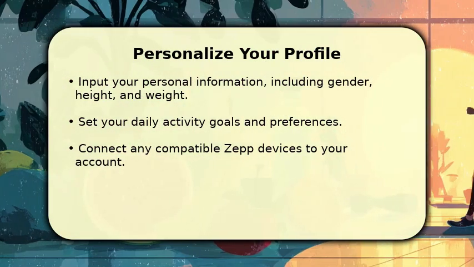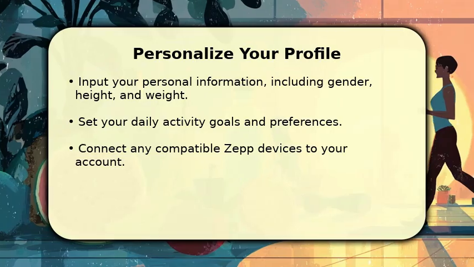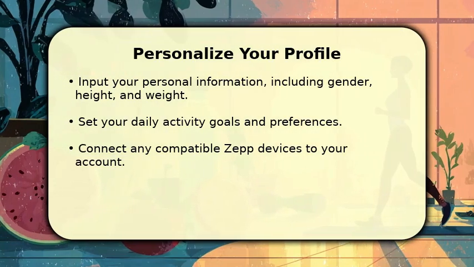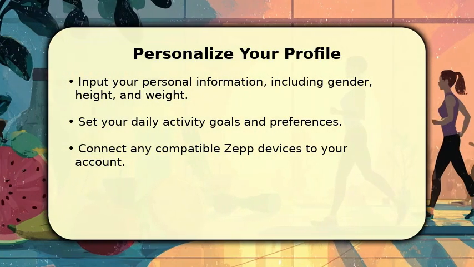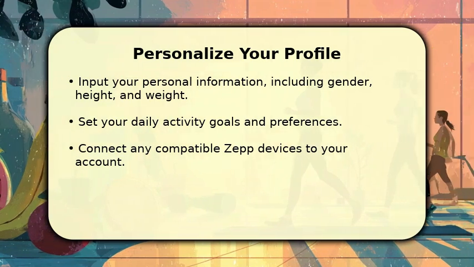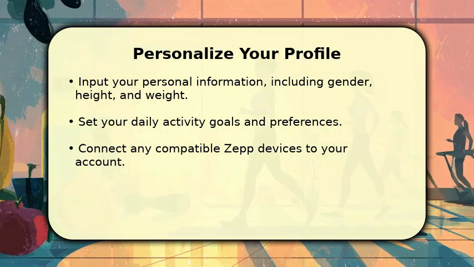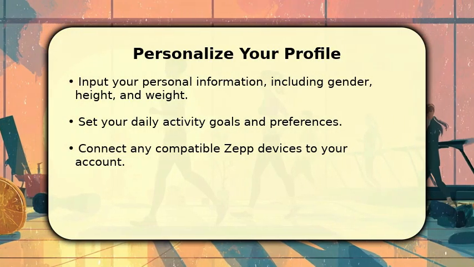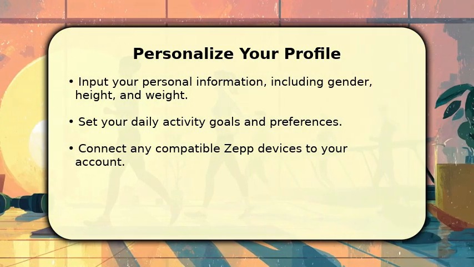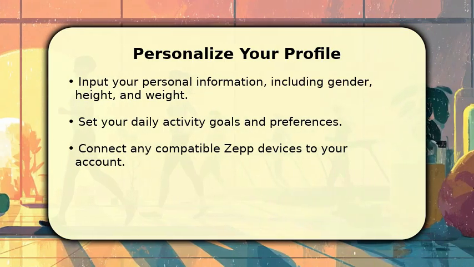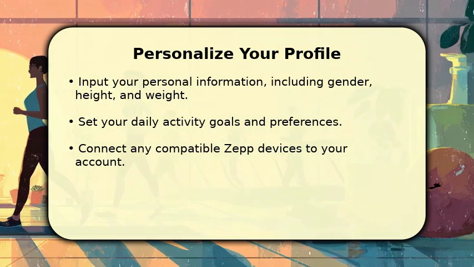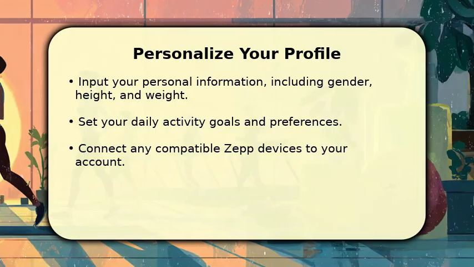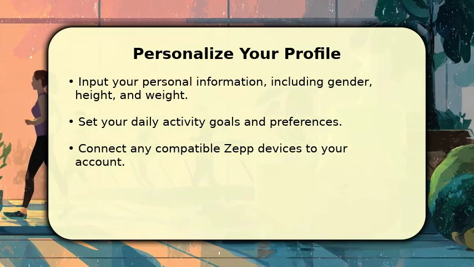Now, it's time to personalize your profile for accurate tracking. Input essential personal information like your gender, height in centimeters or inches, and weight in kilograms or pounds. You can also set your daily activity goals, such as 10,000 steps, and other preferences. If you have a compatible Zepp device, connect it now to sync your data seamlessly. This step tailors the app to your unique health journey.